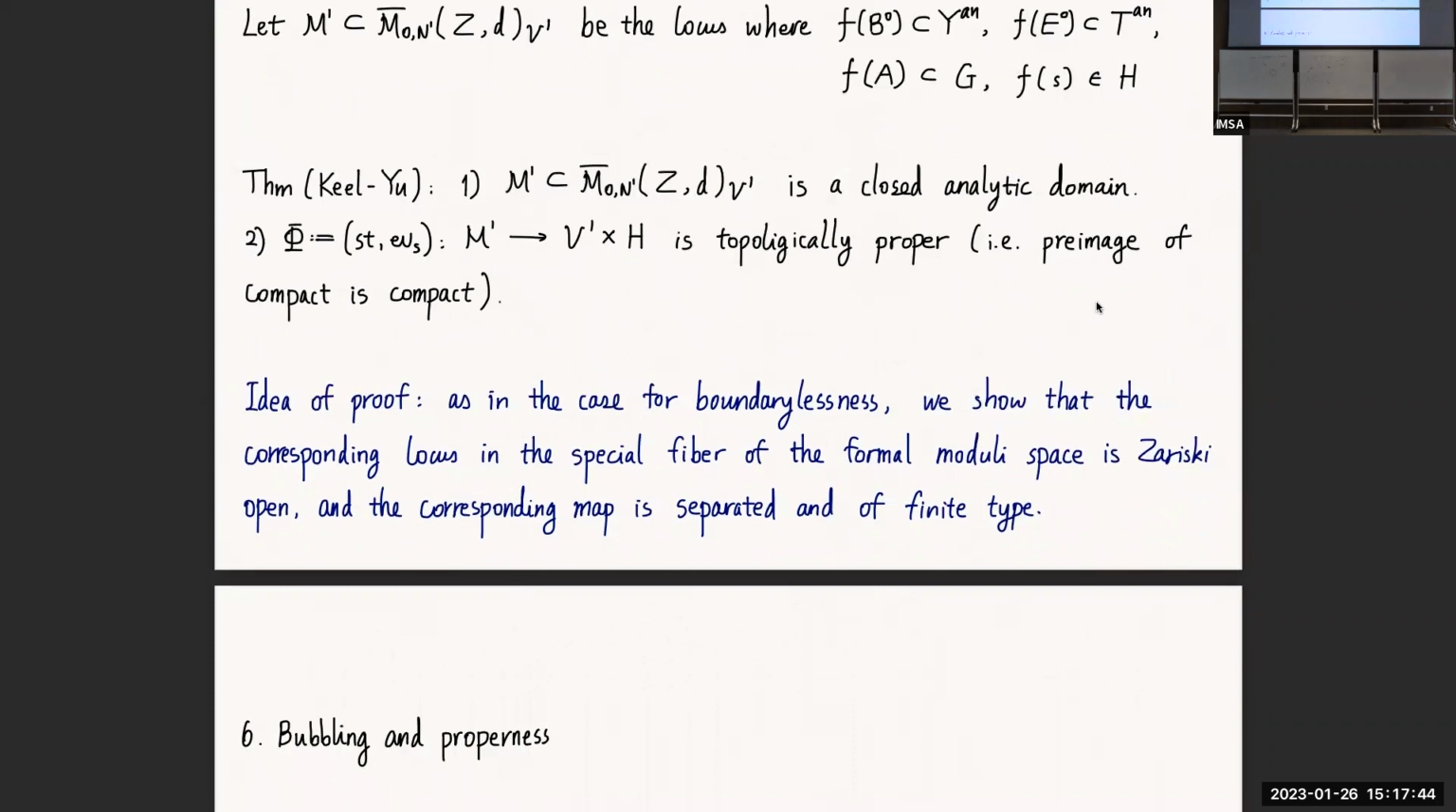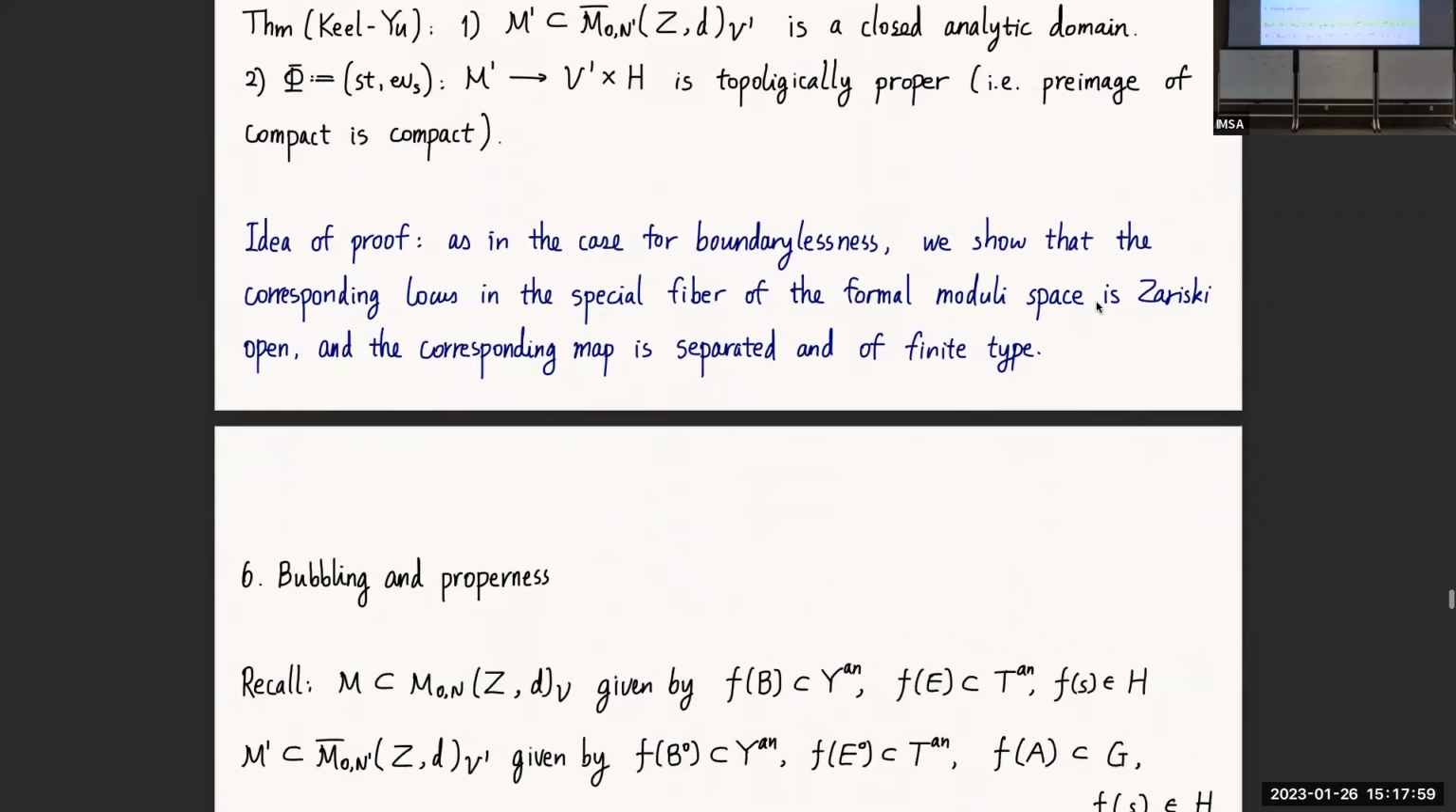Okay, so now we have established boundarylessness and the compactness. Combining them together, we should get properness. That's what I will talk about now.